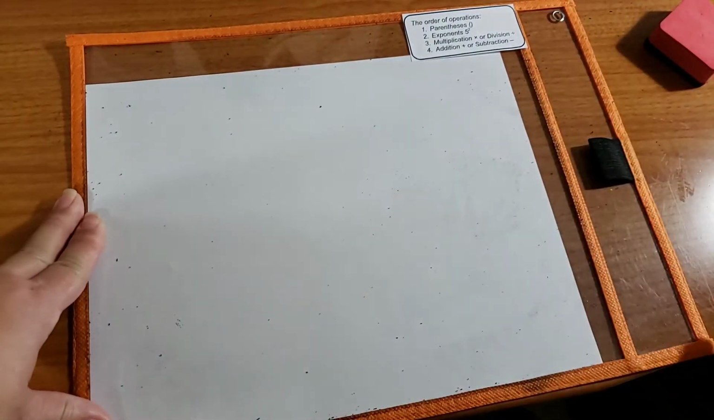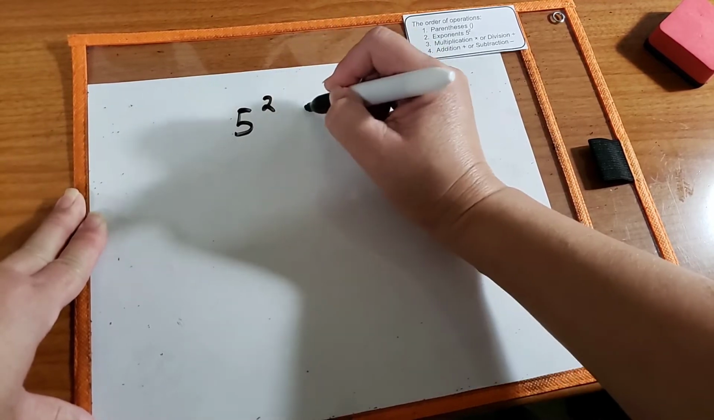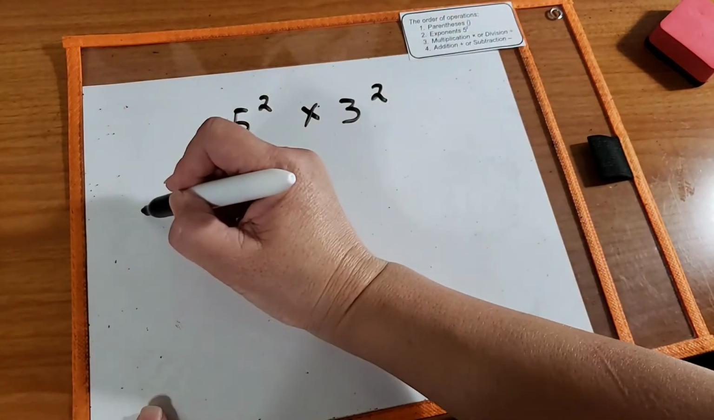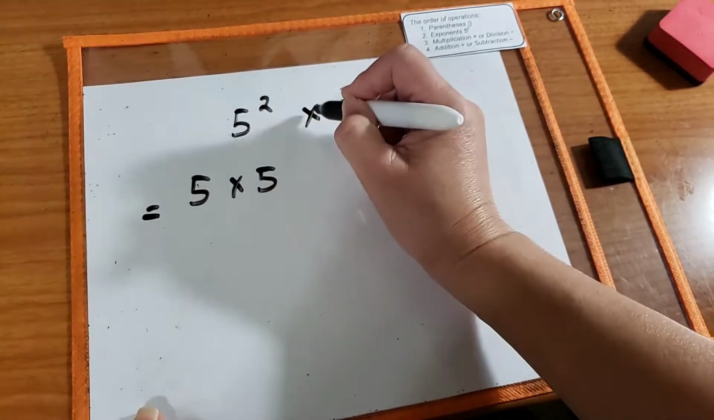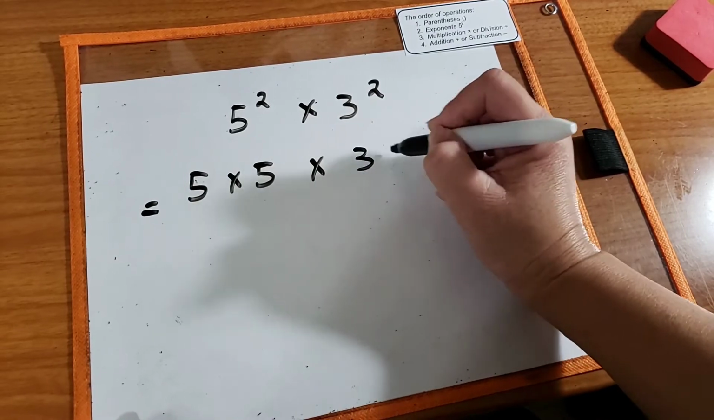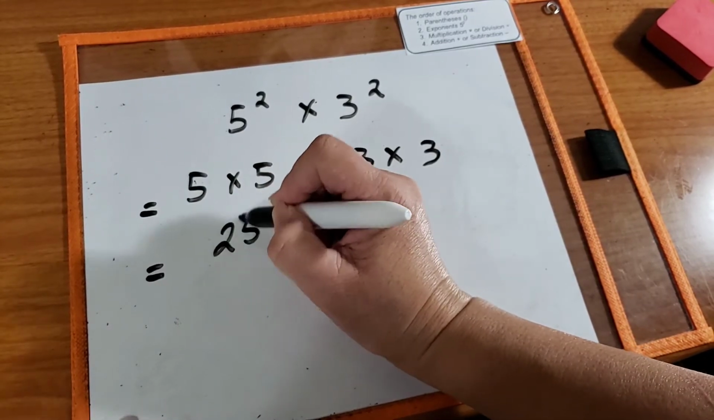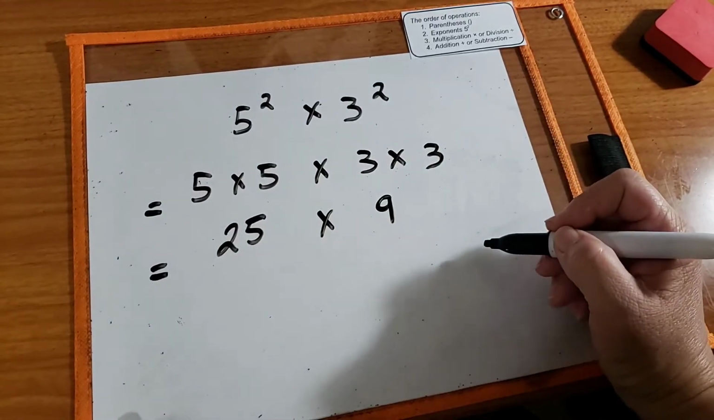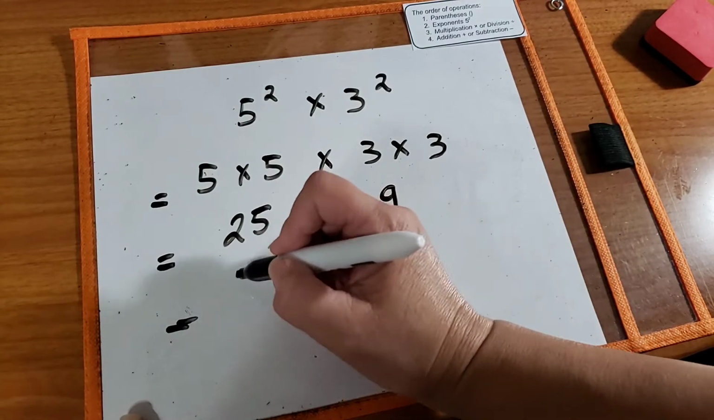Let's do another one. This is easy too. Exponents are fun. Here's 5 to the second multiply 3 to the second. So I'm going to have to break it down. That means I multiply the base 2 times. 5 times 5. Here's the multiplication come down. I'm going to multiply the base 2 times, just like I said, 3 times 3. So equal here. 5 times 5 is 25. Multiply. 3 times 3 is 9. Now 25 times 9 is going to give me 225.